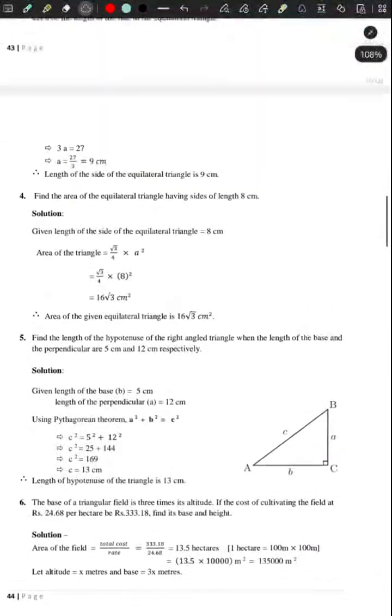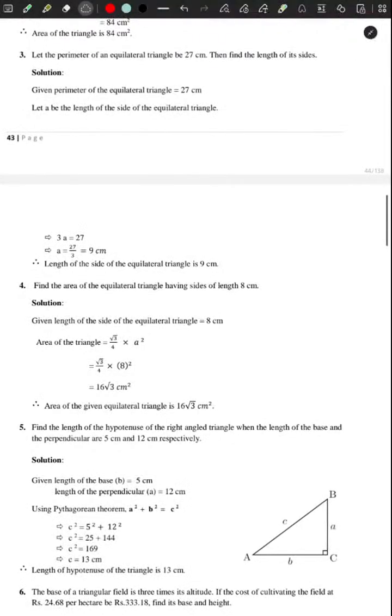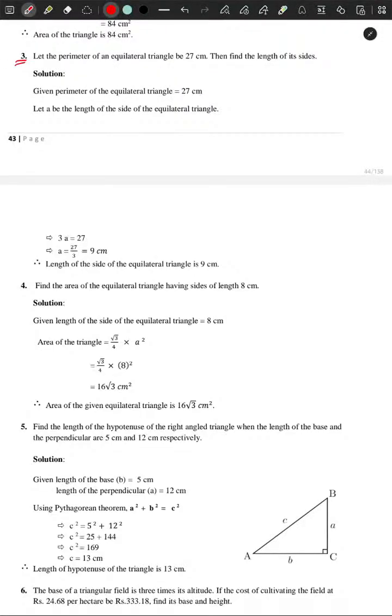Let me move to another question. Question number 3. Let the perimeter of an equilateral triangle be 27 cm. Find the length of its sides. We studied that in an equilateral triangle, all sides are the same length, and all its angles are 60 degrees.